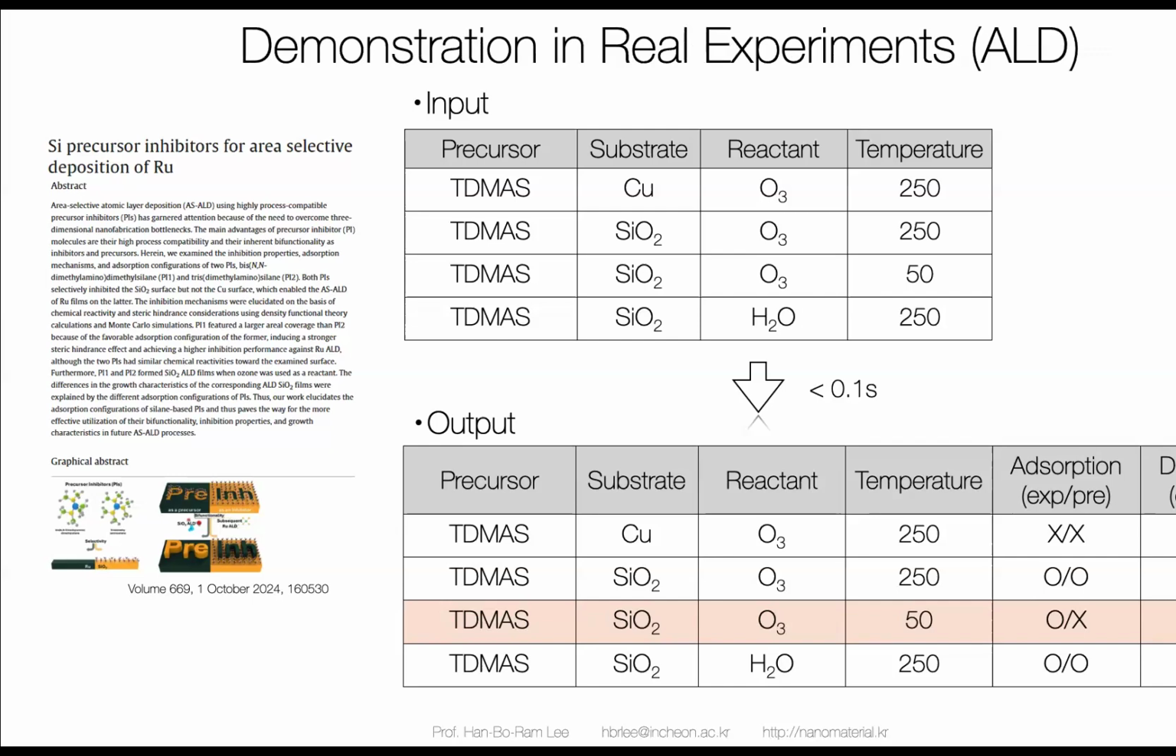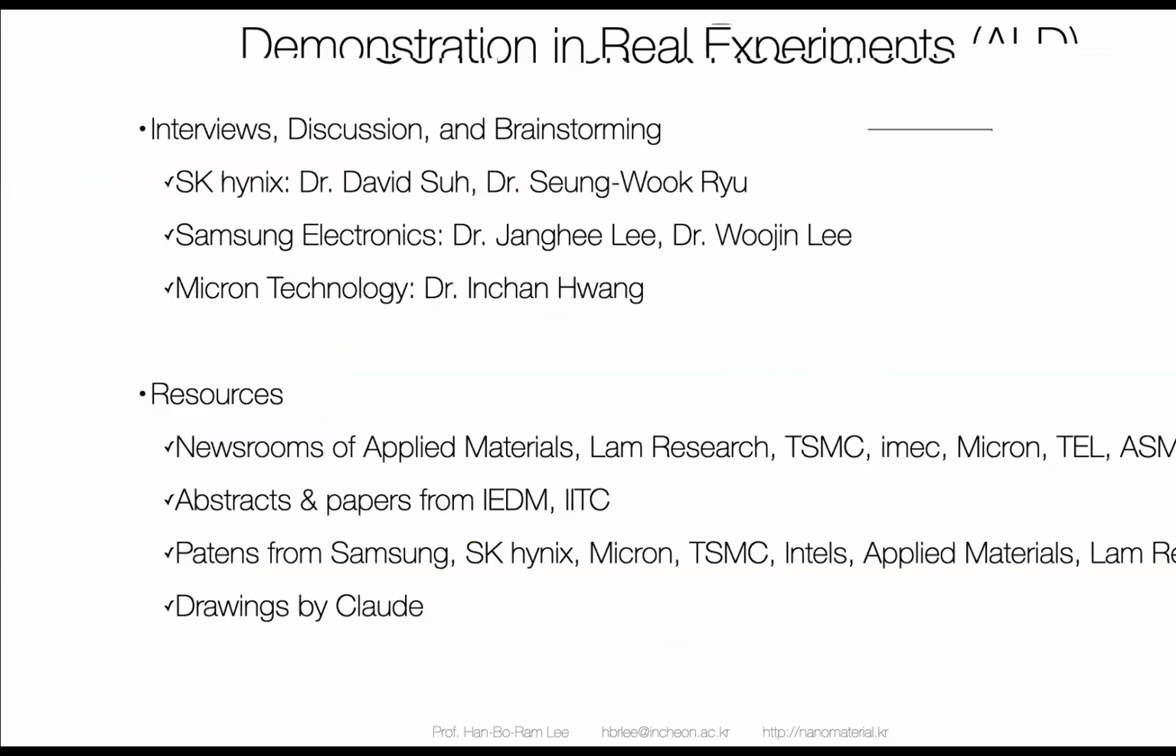So that means if you have one inhibitor, if you have one precursor, and you put that information into your deep learning model, you can say, oh, this inhibitor can be used for this process, this precursor can be used for this process or not. This is very useful AI-driven ALD research for the future.